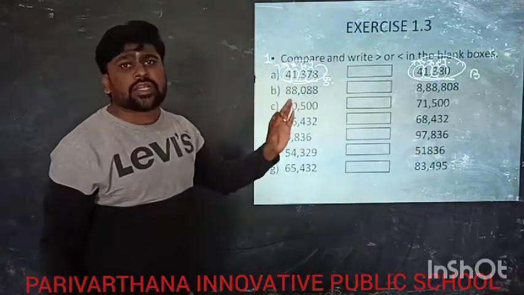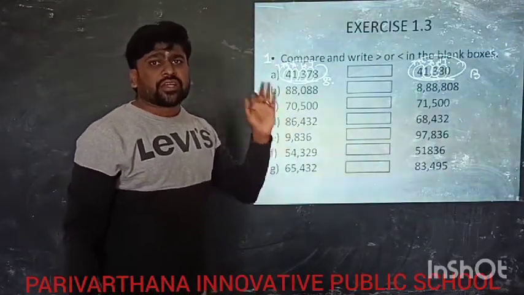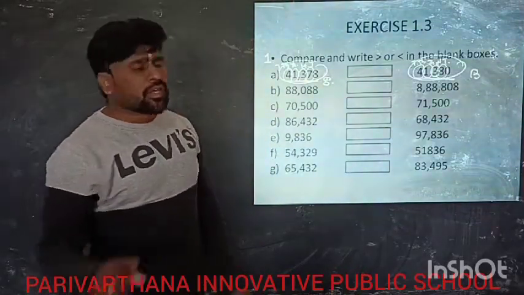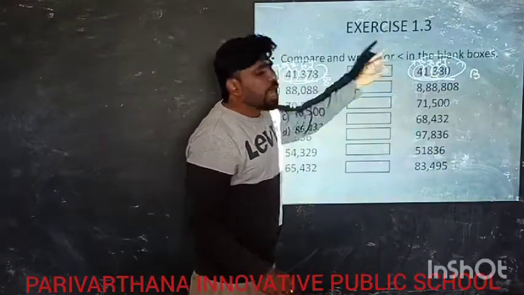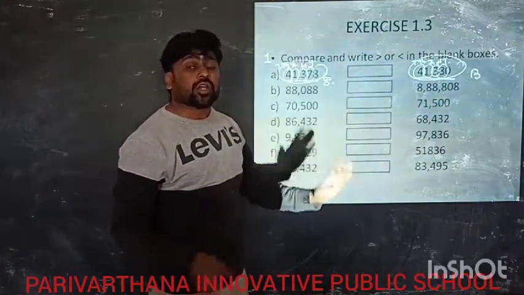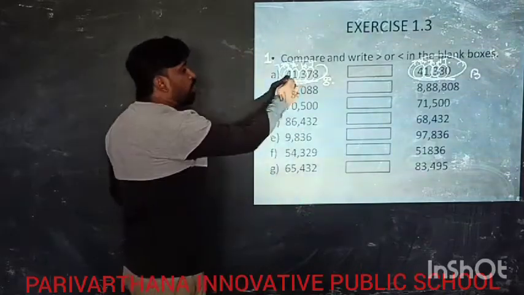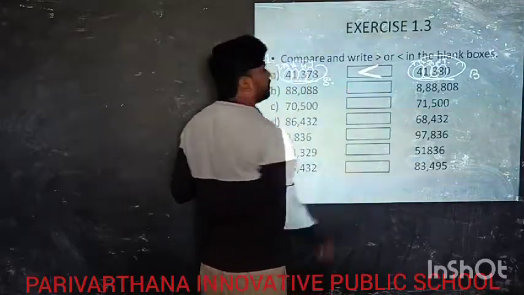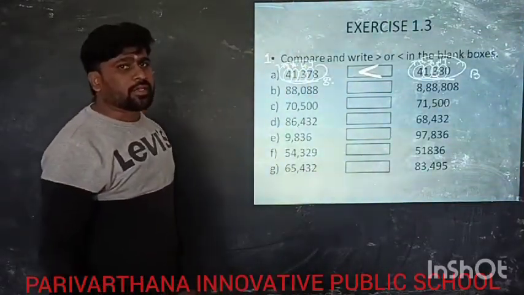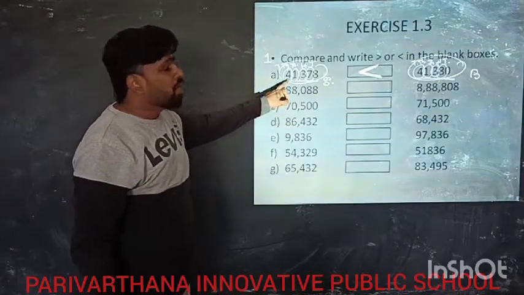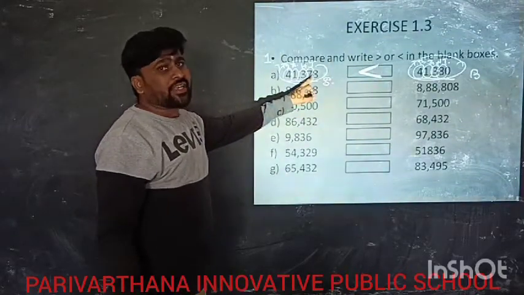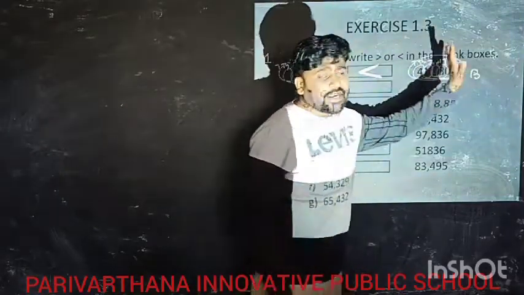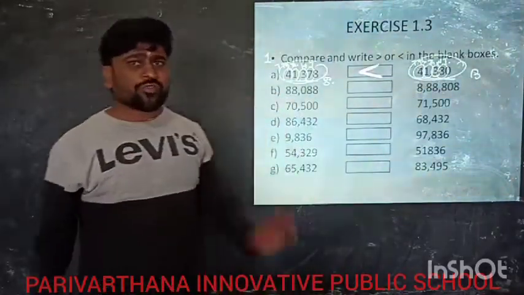Now we have to write the symbol. I already told you one simple trick to write greater than and less than. See this arrow mark? The arrow mark points towards the small number. Here the small number is the first one, so the arrow mark is like this. Clear? That means 41,378 is less than 41,380. Clear? Now this is the first fill in the blanks.